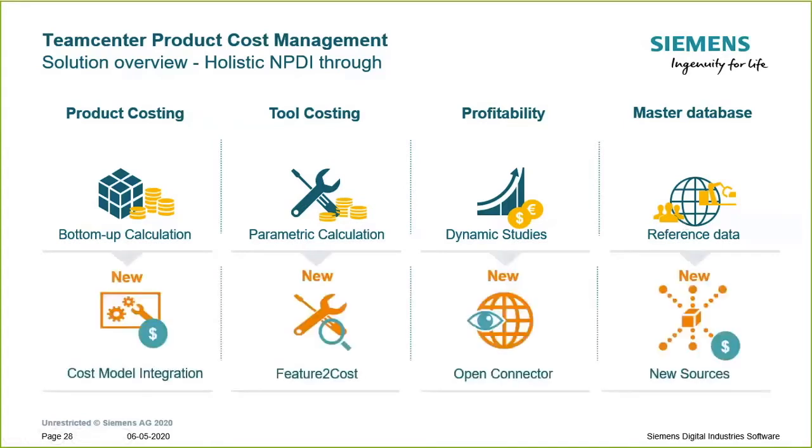And for this, we are always adding new capabilities since last year, which we will show later in the live demo. For example, in product costing, we have the new capability of cost model integration. For the tool costing, we have a new feature to cost capability we will show. In profitability, we have open connectors with any other sources, such as BI, and for the master database, we have new sources. The message here is, if you decide to go with Siemens, we will have a new release with new features every 6 months. And of course, the most important message: this platform is standard. Therefore, I wouldn't even call it migration.